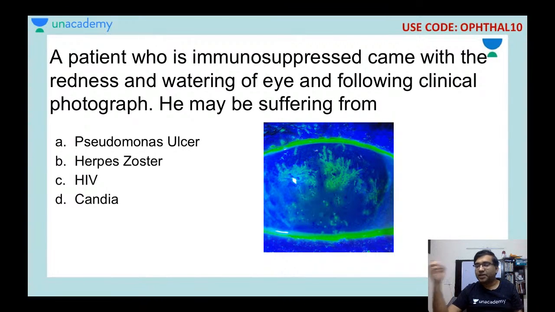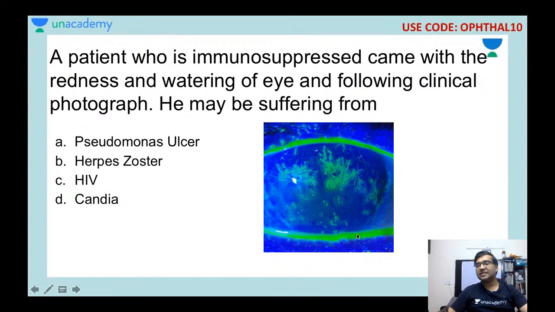Pseudomonas, herpes zoster, HIV or candida. So first of all, what I have done is I am seeing the patient in front of a slit lamp. Remember, the slit lamp is the basic tool which you use whenever you are examining the anterior segment of the patient. With the slit lamp, you have basically stained the conjunctiva.